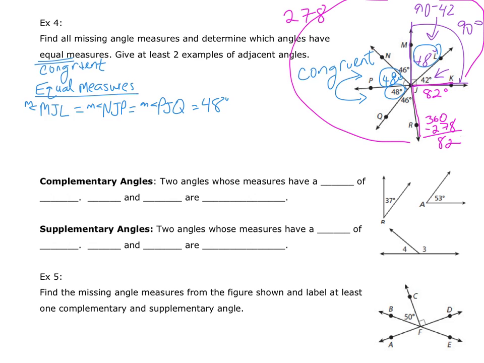But those are not the only ones that are congruent to each other and equal. We have 2 that are 46 degrees, so we're going to write out those 2 measures as well.